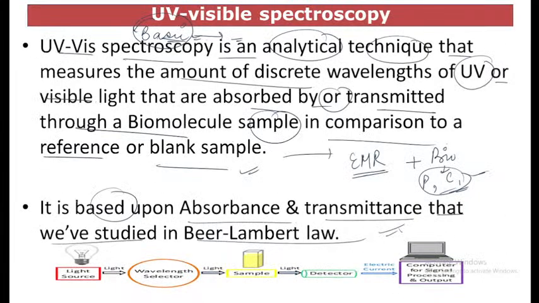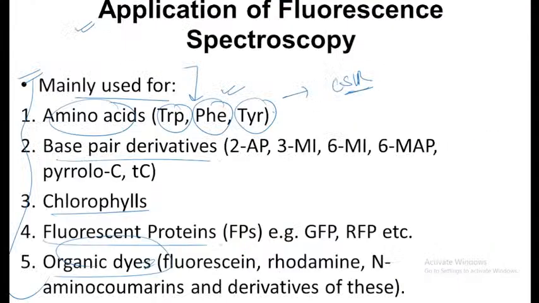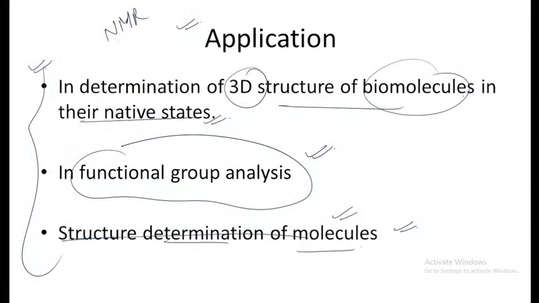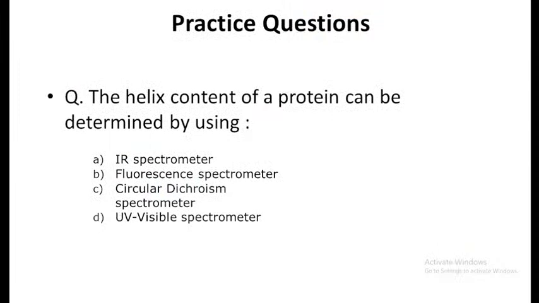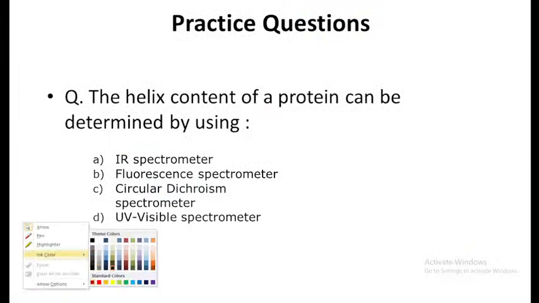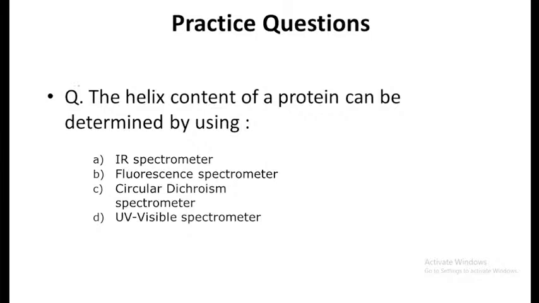We'll be discussing 2-3 questions so that you can get a good idea about it. We have discussed all of these things. This is the first question for you all. The question is: the helix content of a protein can be measured by. If you have completely understood the topic that we discussed, you can easily get the answer to this question. The helix content of a protein can be determined by using which of the following? Take your time, understand the question, and write down the answers in the chat section.